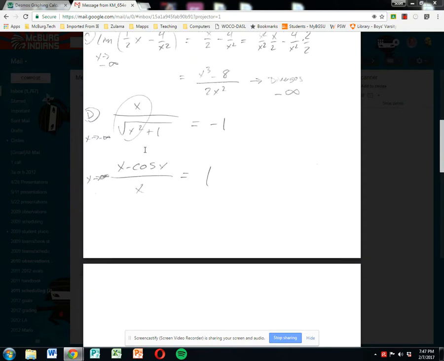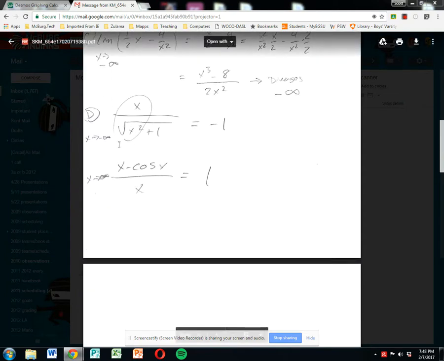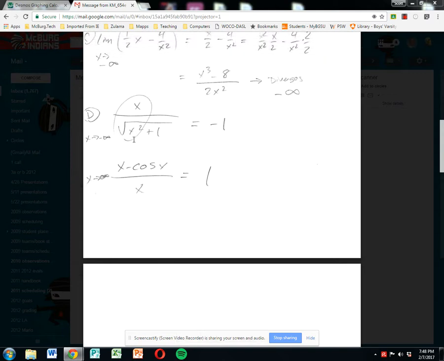Okay, a couple weird ones. If you have to check inside of a radical, the square root of x squared is x, so this would be x over x, so this guy would head to 1. If it was negative infinity, it'd be negative 1 over 1, so it'd be negative 1.